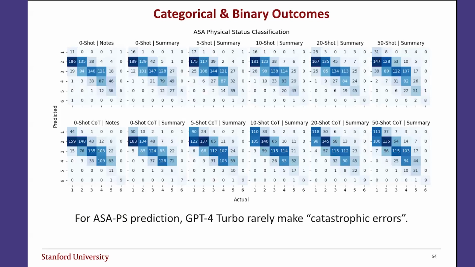We just looked at the confusion matrix to compare against our previous study. And in this case, we see that GPT-4 Turbo rarely makes those catastrophic errors. And actually, when you start doing few shot prompting and when you start adding chain of thought, it essentially never makes a catastrophic error. All the mispredictions compared to the label for ASA class is really just they're predicting an adjacent ASA class, and that's why we're counting it as wrong.